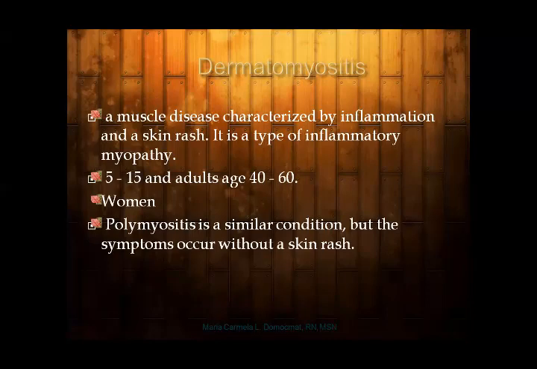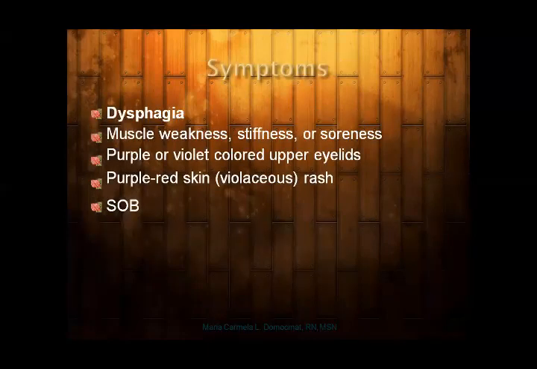Age of onset is usually between 40 and 60 years, but it can be seen in young children aged 5 to 15 years. Women again are more commonly affected, and it is a similar condition to polymyositis, but with more symptoms on the skin manifestations. So they may have other symptoms like polymyositis. They may have dysphagia, muscle weakness, stiffness, soreness, and purple. This is the dermatological manifestation. Especially, you can see the purple violet colored upper eyelid rash.